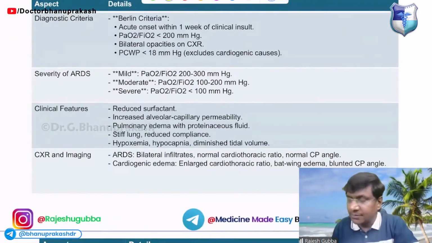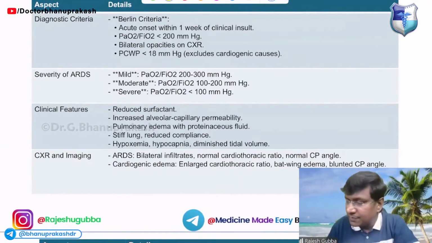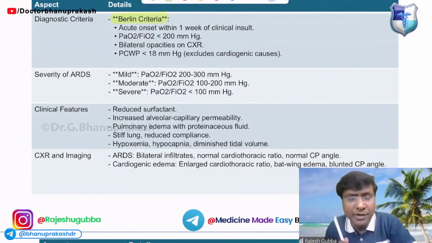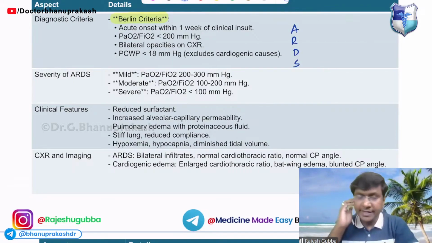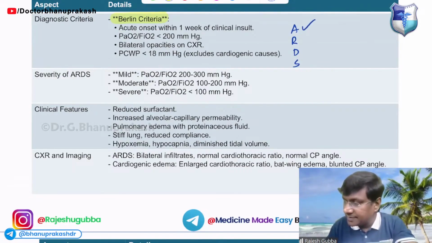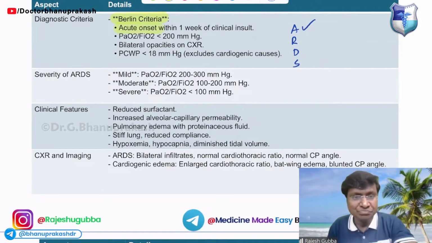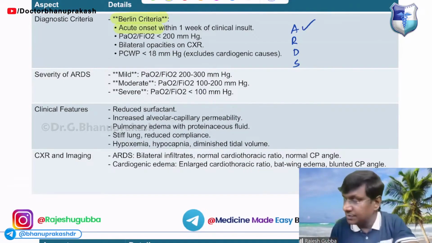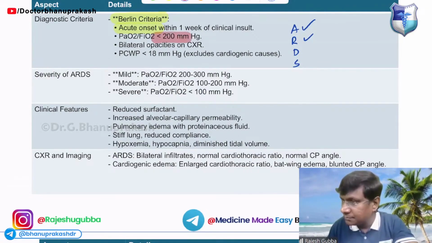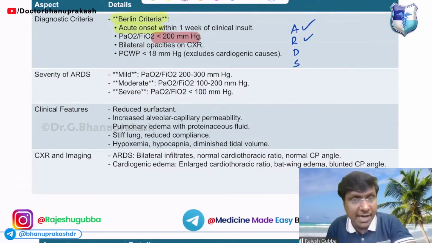Then, what is the criteria for the ARDS? The criteria for the ARDS will be the Berlin criteria, in which you have four important manifestations: A, R, D, and S, right? The A stands for the disorder being acute in onset. Within 1 week of the clinical insult, the individual will develop respiratory distress. The R stands for reduced PaO2 by FiO2.